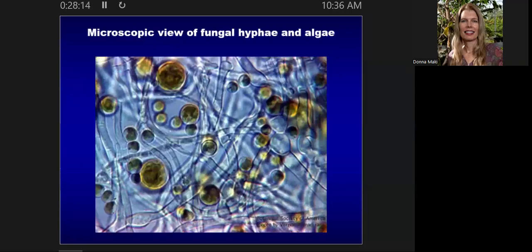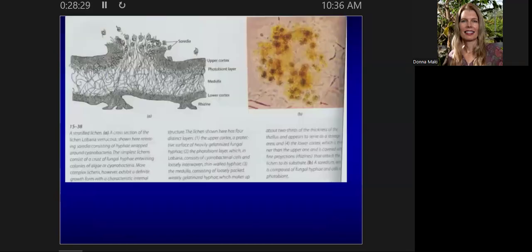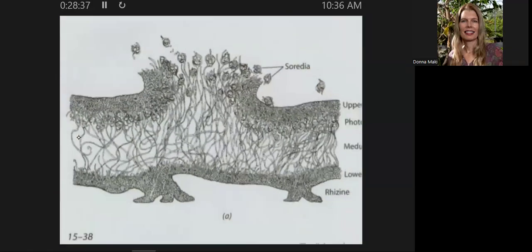Under the microscope, you might see something like this when you take some of the tissue and look at it. So you can see the fungal hyphae. And then the brown are the cyanobacteria or the algae. Here, you're looking at the lichen body. By the way, they often call it a thallus. That's the fancy word for the lichen body. They'll call it a thallus.